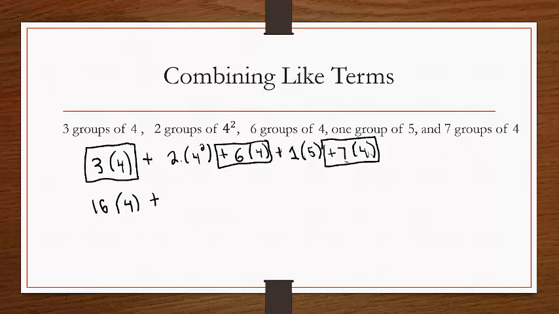Now I only have 2 groups of 4 squared, so I can just leave that alone. And we'll do a circle around that. And then I only have 1 group of 5. I don't have any other groups of 5 to add in. So we'll do, let's say, a heart around that shape. So we're just going to add 1 group of 5.